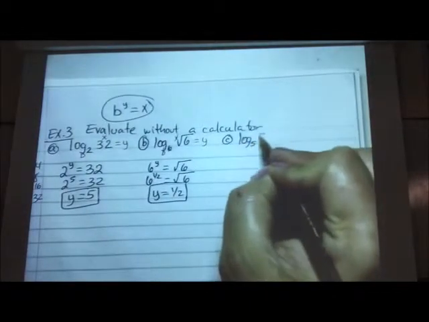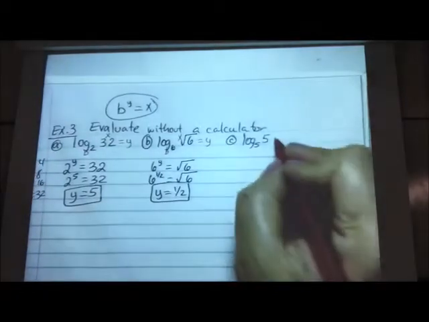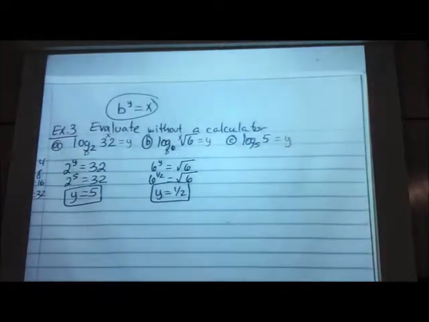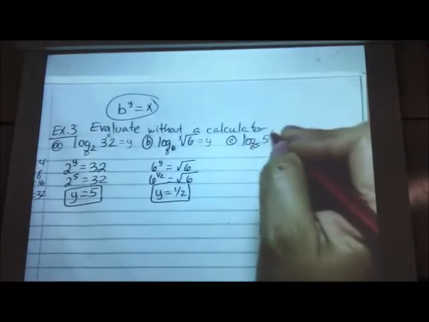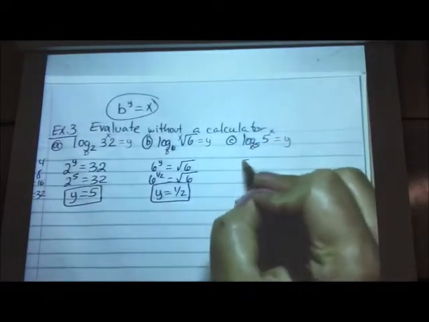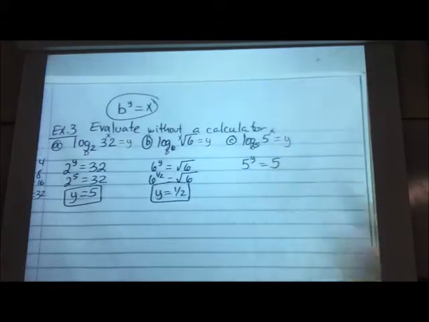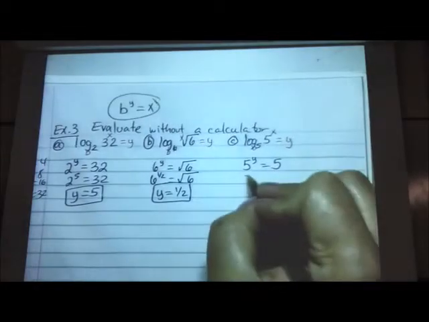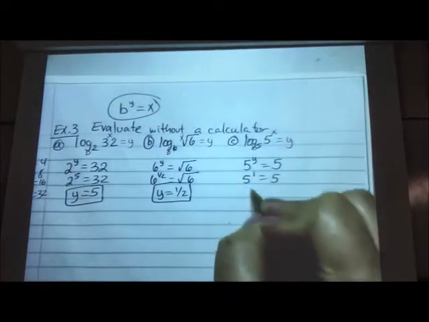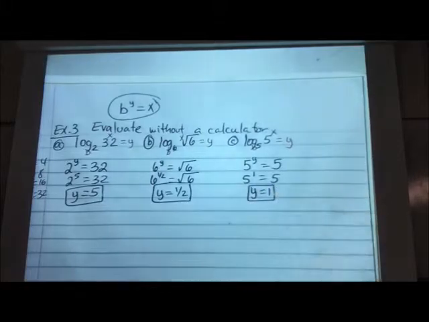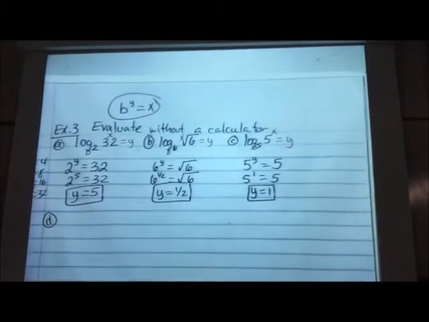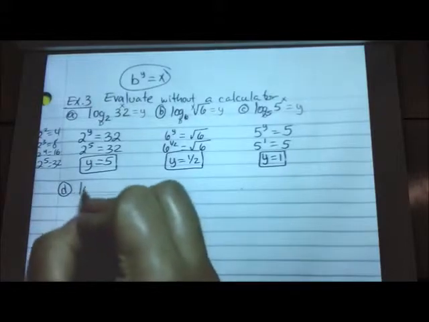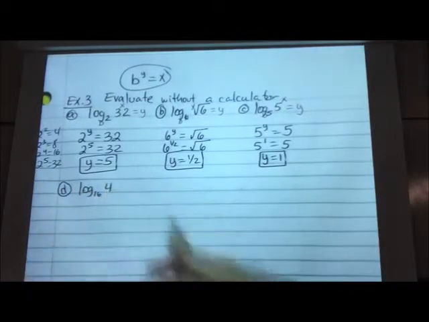Log 5 of 5, we set it equal to y, so this is b, this is x, so the problem would be 5 to the y equals 5. What would y have to be in order for that to be true? 1. So 5 to the first power, is that 5? Yep, so that means y is 1. It's pretty easy. It is, but there's different situations, so this is why we have a lot of parts in it. So let's say we have log base 16 of 4.